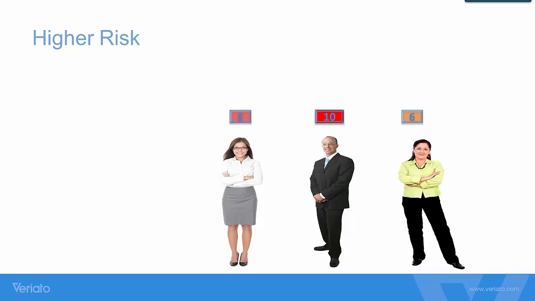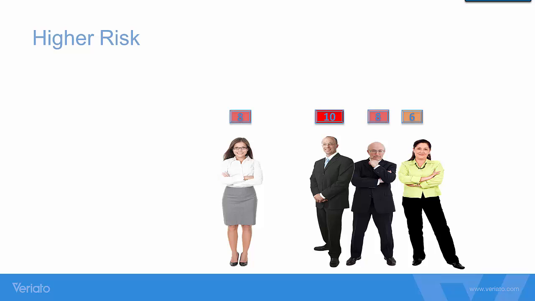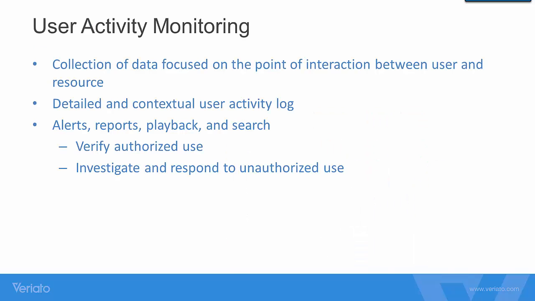Now let's take a look at the higher risk pool. And let's bring along our new friend. What do we need to add to the mix to protect the organization? User activity monitoring. User activity monitoring, or UAM, involves collecting detailed contextual user activity data or logs that can be searched, reviewed, replayed, and alerted on as needed. UAM gives you the visibility you need into the activity of higher risk insiders.